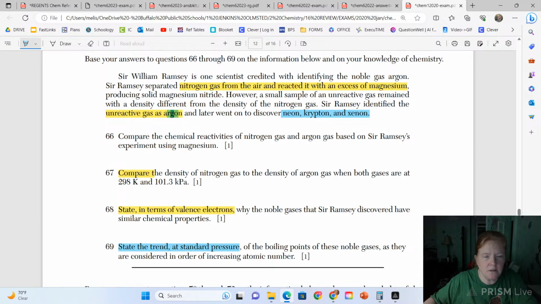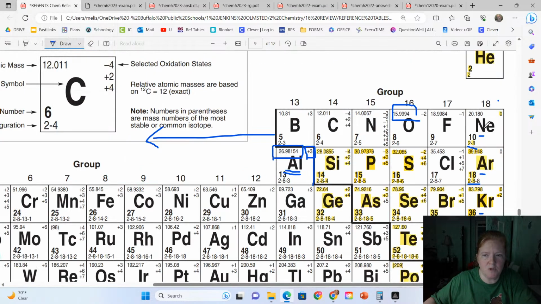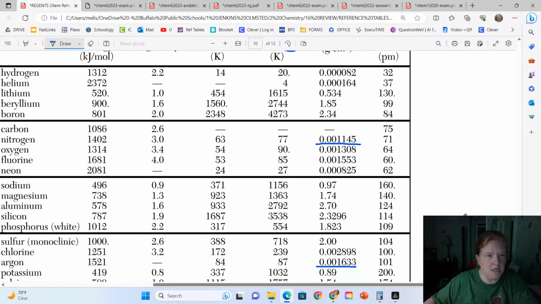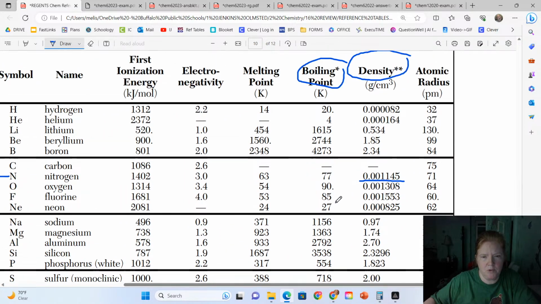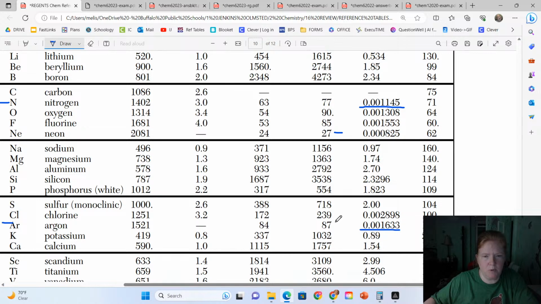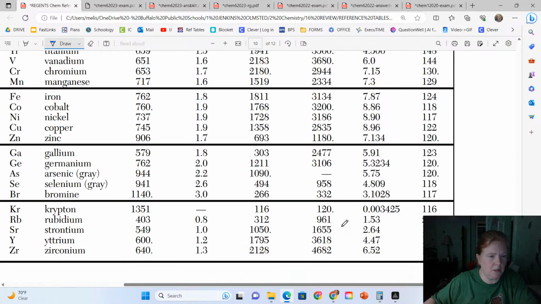Okay. So let's look. I only have to really look at the first two if I'm comparing them. So let's look at neon and argon. Okay. So let's look at neon's boiling point. 27. Argon's boiling point, 87. Let's just do one more, right? Krypton, 120. Yes. So I want to say the boiling point is increasing because they're all at the same pressure. So I want to say boiling point is increasing.